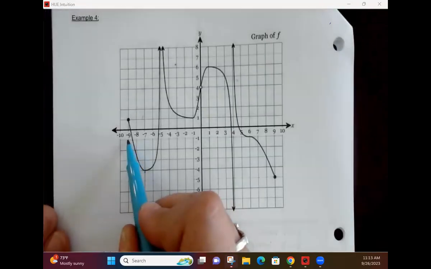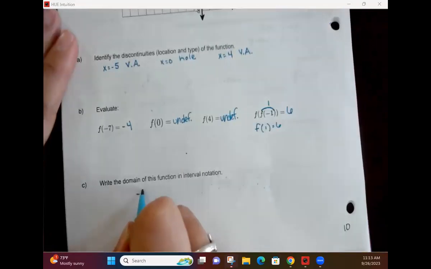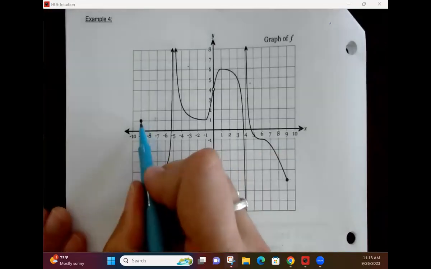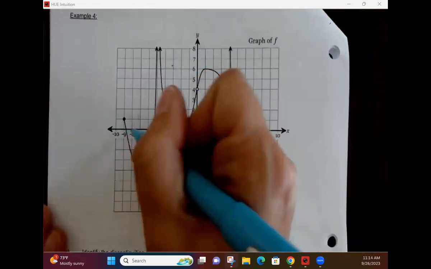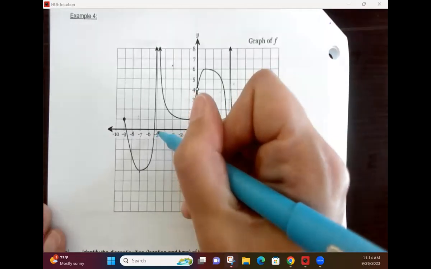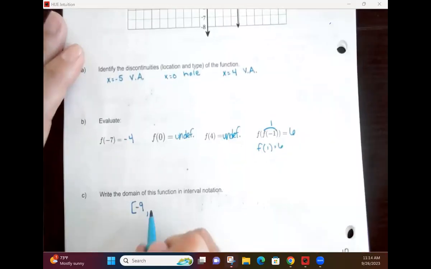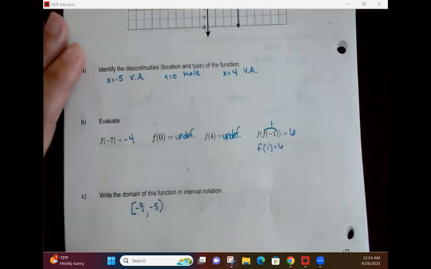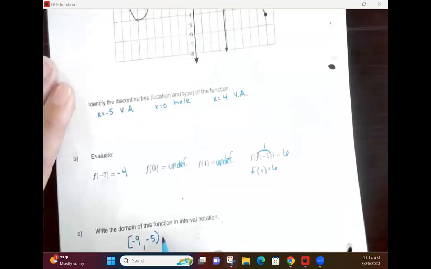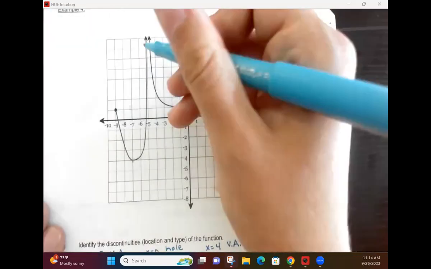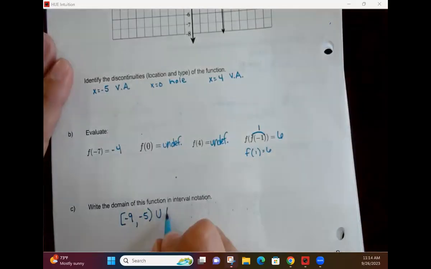Okay. So my smallest x value would be negative 9. Since I have a point at negative 9, it's a filled-in circle. That would be a bracket. And then we can go up to negative 5. We have an asymptote at negative 5, so I've got to stop. I cannot include -5 in the domain. So I can go up to -5. And then the next section of my domain would be values greater than -5, but parenthesis again, because I cannot have -5. That's an asymptote.